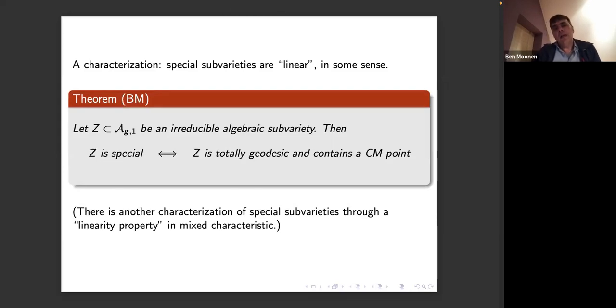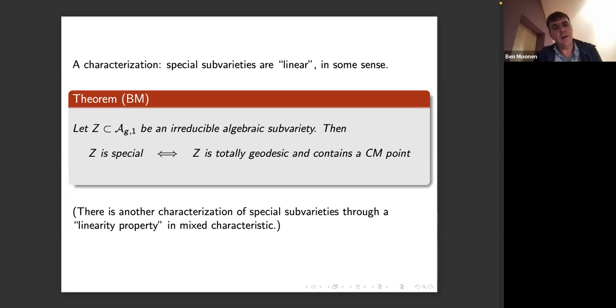Well, as I said, instead of elaborating on the definition, you can also try to characterize the subvarieties that you're interested in. And here, one theme has always been that special subvarieties have a kind of linear structure. Think again of the analogy with translates of abelian subvarieties. You could also think of these as being kind of linear in the abelian variety. And something analogous is true.